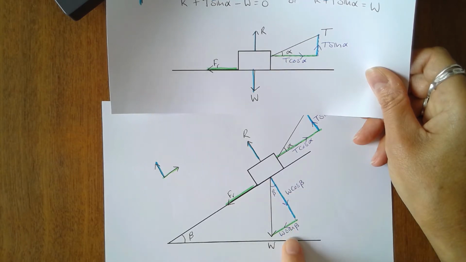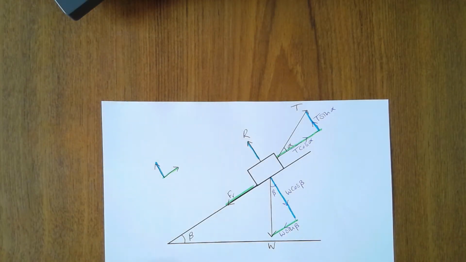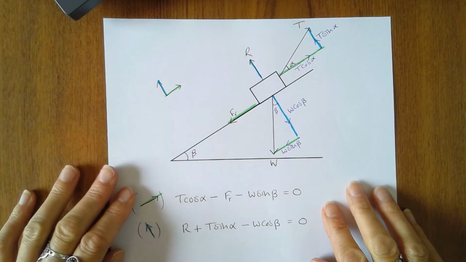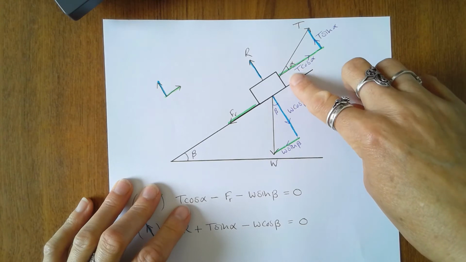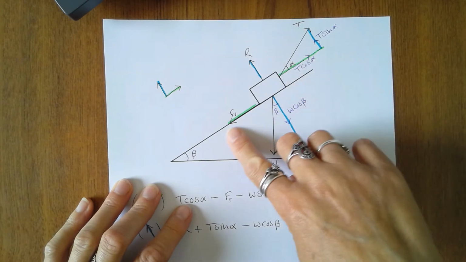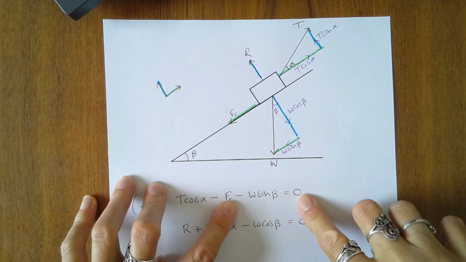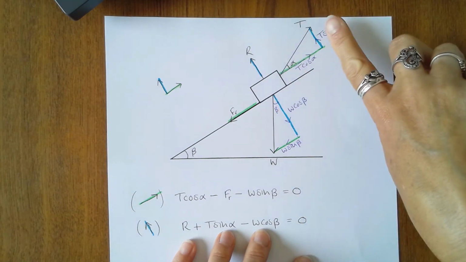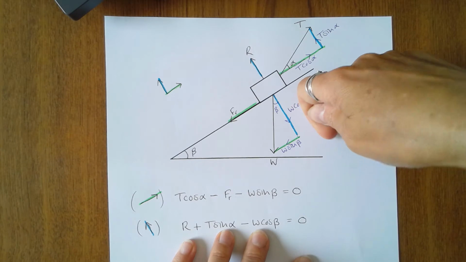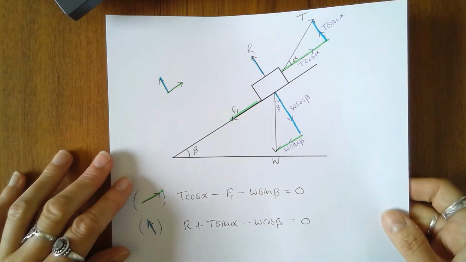I showed you how to do that in one of my previous videos in the playlist. So now I can make an equation for the parallel and an equation for the perpendicular direction. In the parallel direction, T cos alpha minus friction minus W sine beta going downwards is equal to 0, because there's no acceleration. And again, perpendicular: R plus T sine alpha minus W cos beta equals 0. So I'm going to put some numbers into that so that I can use it to find some values.